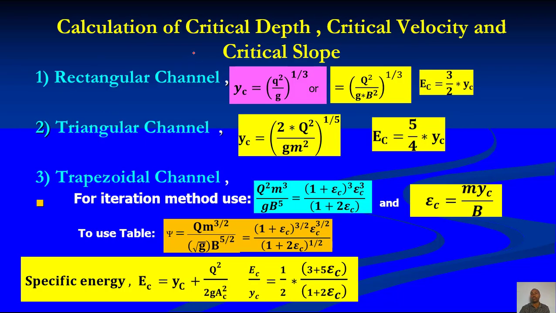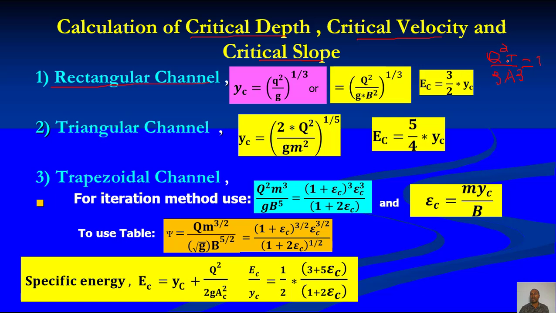So for calculation of critical depth, critical velocity, and critical slope, you can use this equation for a rectangular channel: YC is equal to Q square over G, the whole to the power 1/3, because we already know that at critical state of flow, Q square T over G A cubed is equal to 1.